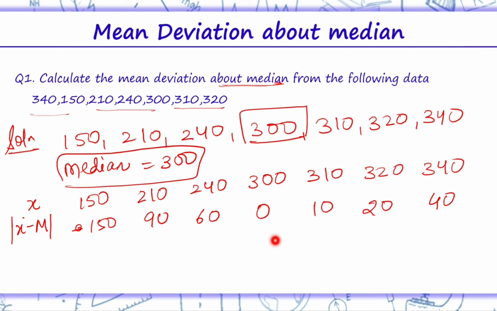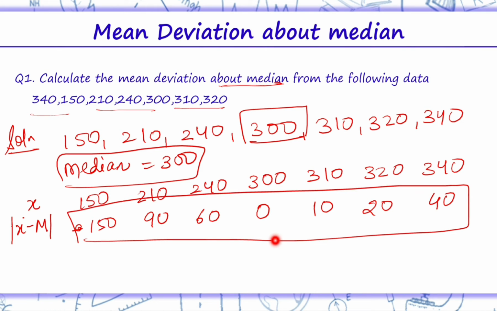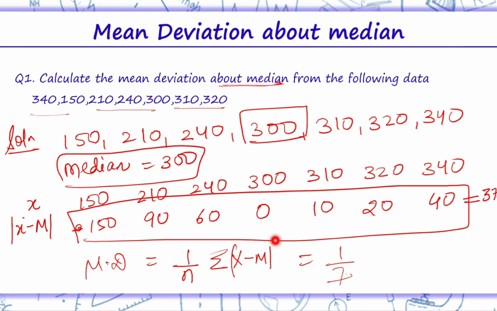Now we have to calculate the sum of all these data. Its sum will be 370. Now we have to calculate the mean deviation about median. Its formula is 1 by n summation of mod x minus m. So 1 by n, that is 1 by 7 into 370. Its answer is 52.8. So this was the mean deviation about median.